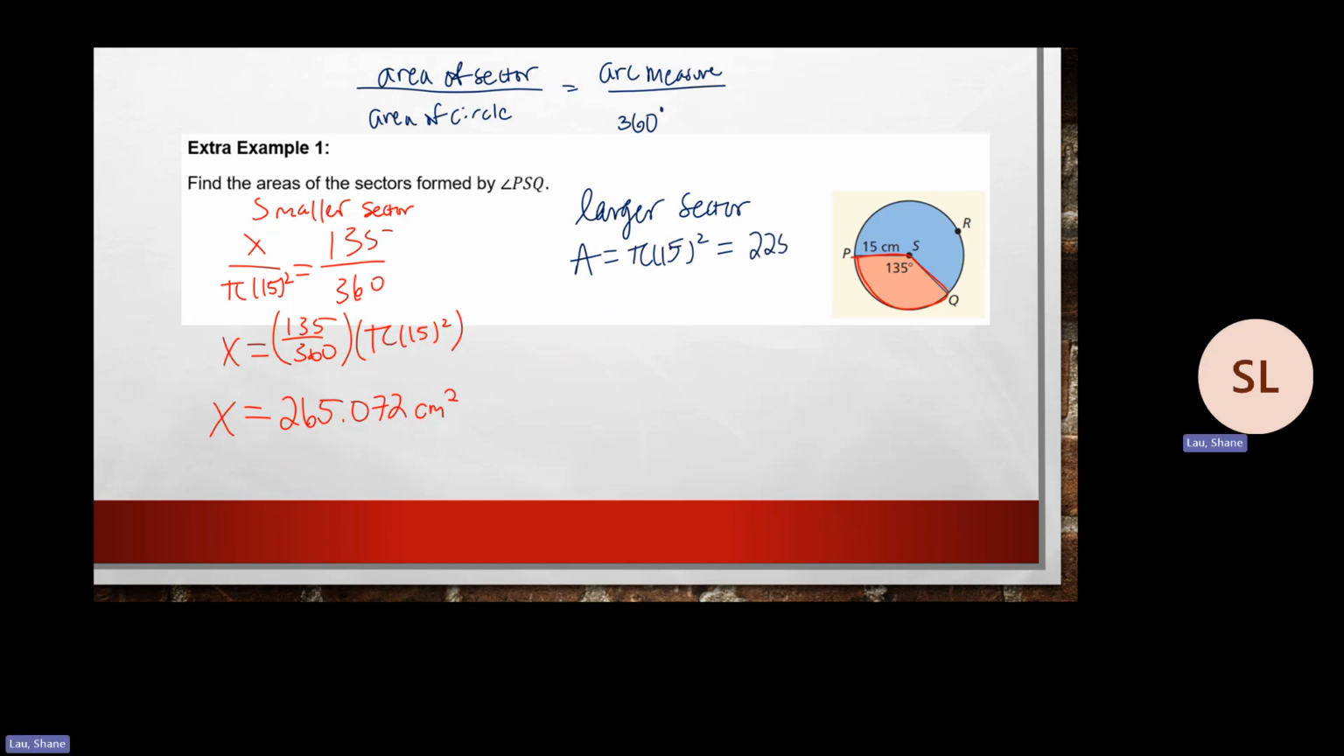15 squared is 225. Give it pi. Get your 225 pi minus 265.072, and you get your answer of 441.786 centimeters squared. Just like that. Pretty.